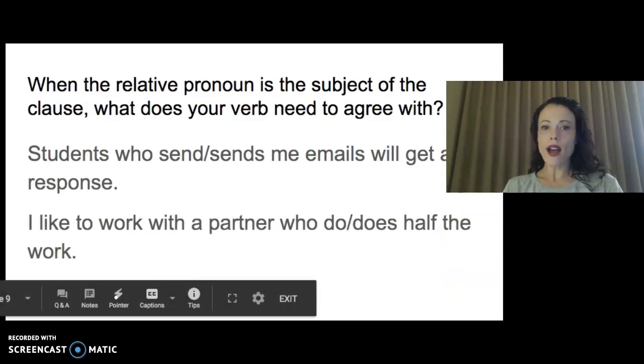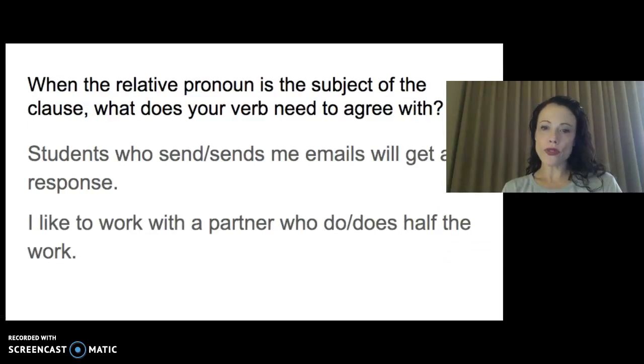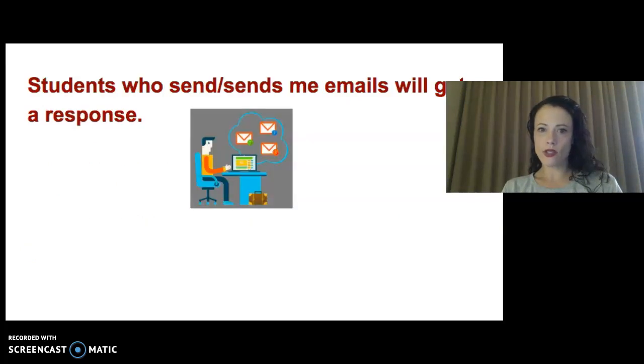So we have, I like to work with a partner who do or does half of the work. Okay? In this case again, who, you could say who do or who does. Who doesn't tell you enough. You have to look back in the sentence. What is who referring to? It's referring to a partner. Okay? So let's look at these individually.